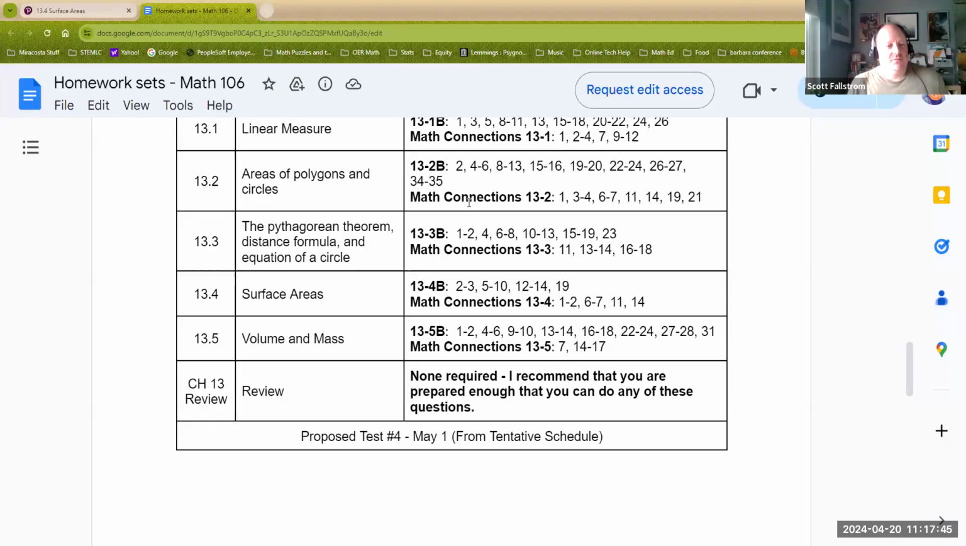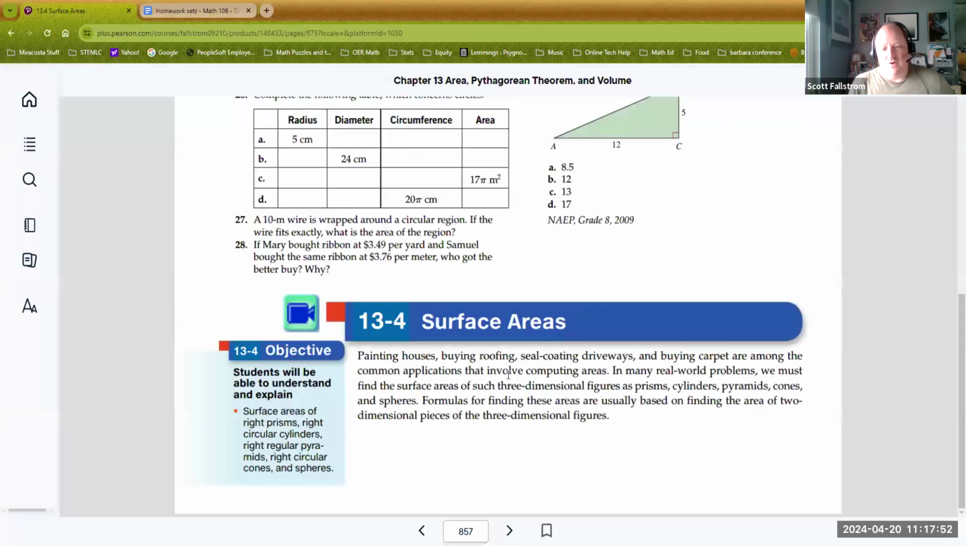Hello, students. Moving into 13.4. There are 5 sections left in the book. We're just rocking and rolling now.